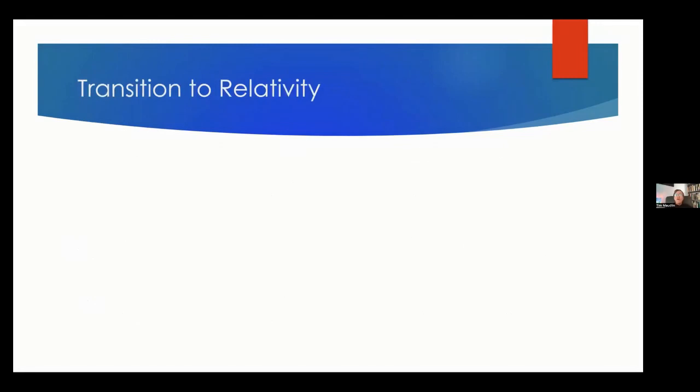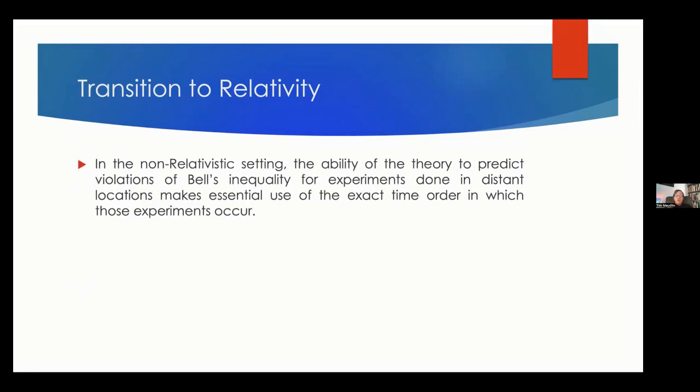Good. Now, that's the way the non-relativistic theory works. But you say, gee, that's non-relativistic. I want to transition. I want to somehow write this theory or adjust this theory to work with relativity. I want to transition to a relativistic theory. And the problem is that in relativity, in the standard way of understanding relativity, there is no time order between these two events if they're that far apart, if they're at what we call space-like separation. There's no fact of the matter at all. There's no physical fact which happened first.